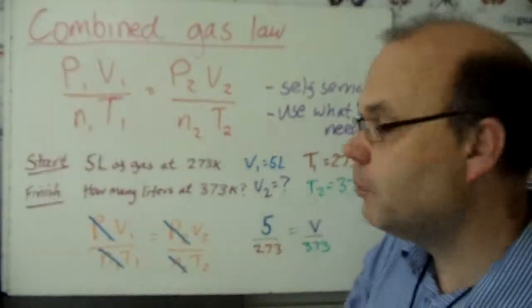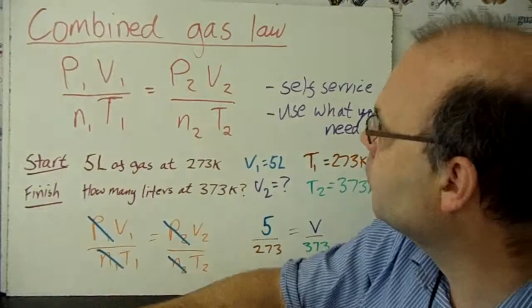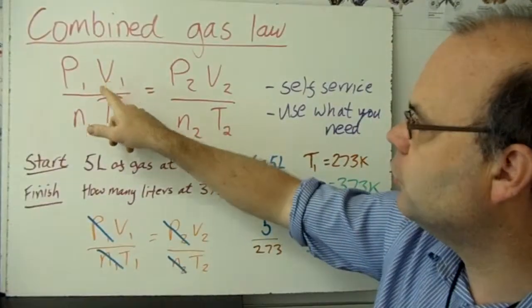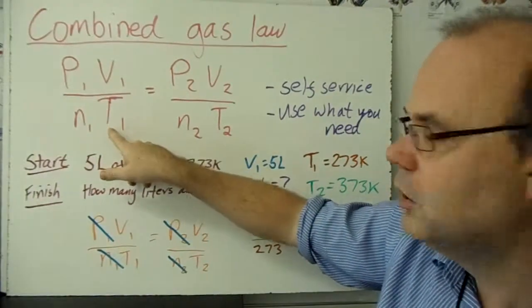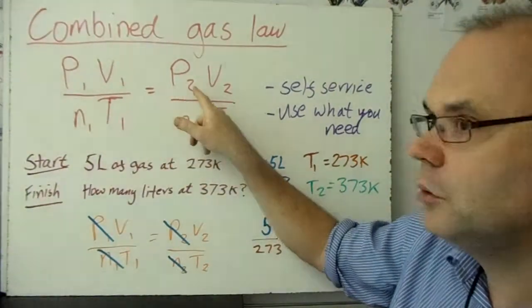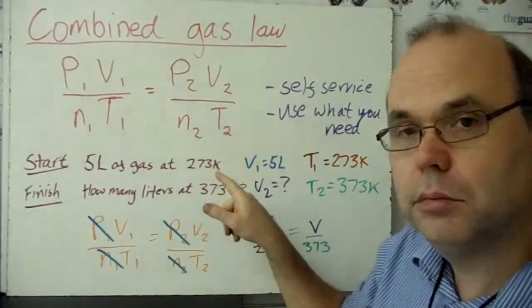So let's look at this combined gas law. This looks busy. Read from the top. P1 times V1 divided by N1 times T1 equals P2 times V2 divided by N2 times T2.